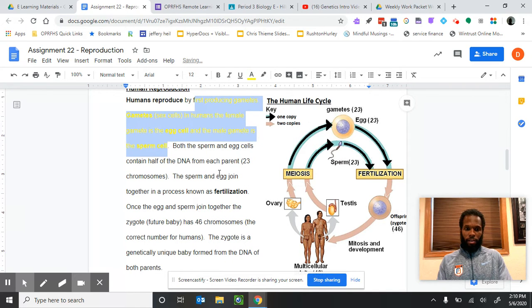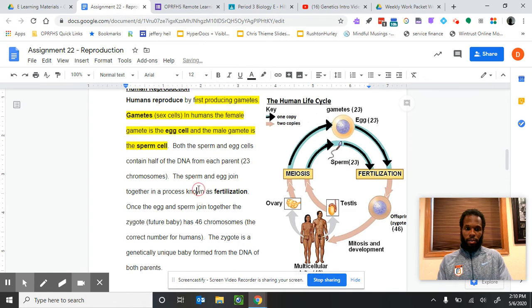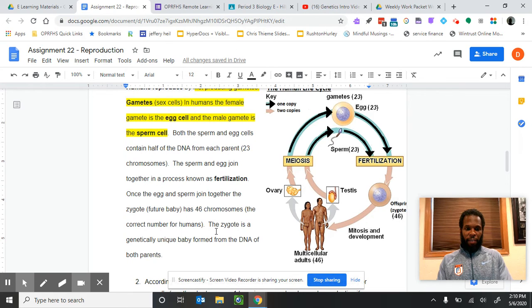Both contain half the DNA from each parent. The sperm and the egg join together in a process known as fertilization. Once the egg and sperm join together, the future baby has 46 chromosomes. So we see that we get half from mom, 23 chromosomes, half from dad, 23 chromosomes, to make a total of 46 chromosomes for the new child.